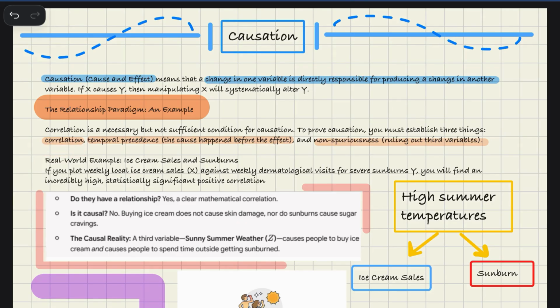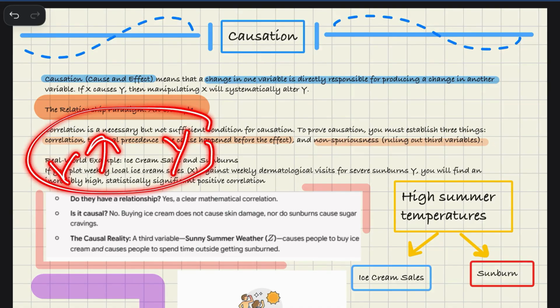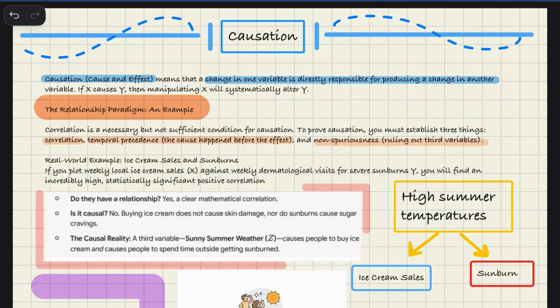that is, correlation first. Correlation is association. The absolute bare minimum requirement is that a statistical relationship must exist, that the two variables must change together in a predictable pattern. If X goes up and Y does absolutely nothing or moves completely at random, then there is no correlation, and therefore there cannot be any causation. So causation depends on correlation.